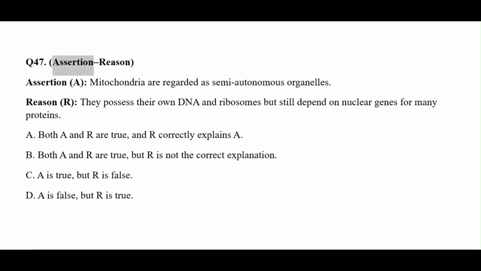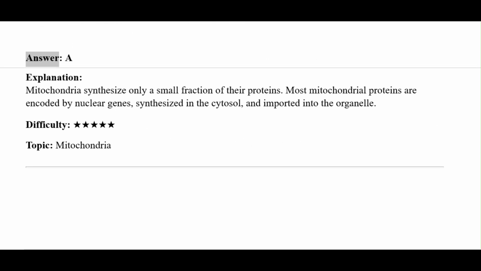Q47. Assertion, Reason. Assertion: A. Mitochondria are regarded as semi-autonomous organelles. Reason: R. They possess their own DNA and ribosomes but still depend on nuclear genes for many proteins. A. Both A and R are true, and R correctly explains A. B. Both A and R are true, but R is not the correct explanation. C. A is true, but R is false. D. A is false, but R is true. Answer, A.